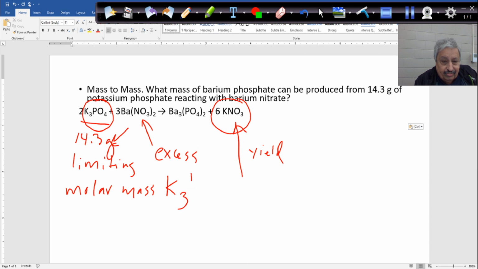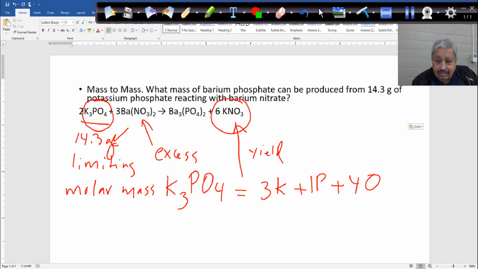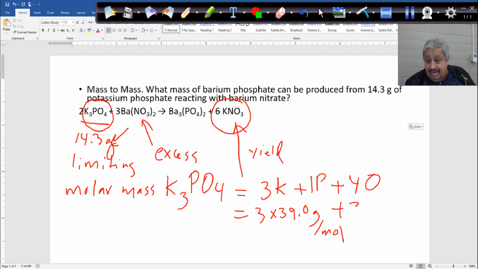So the molar mass of this potassium phosphate: 3 potassium, 1 phosphorus, and 4 oxygen. So 3 multiplied by 39.0 grams per mole. Check with me. Potassium how much? 39.0. Plus phosphorus how much? 31, correct? I'm rounding to a whole number, grams per mole. And oxygen is 16. It's not exactly 16, it's 15.999, but I'm rounding it to whole numbers. That's fine. Grams per mole.